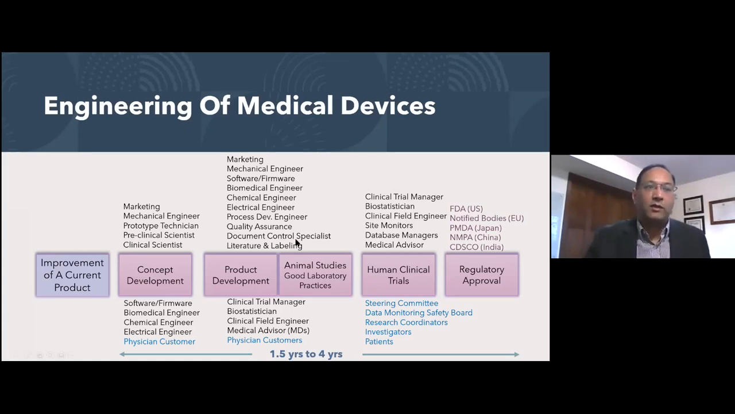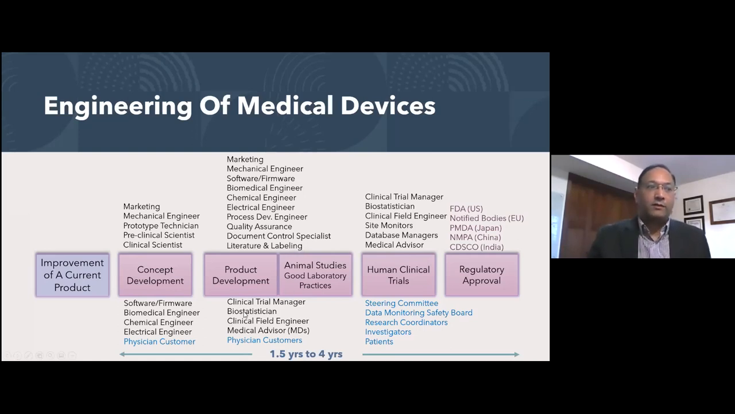So you need documentation control specialists, who work on specific documentation control systems to track all this. Then you need people with a good literature and labeling background. Folks with, let's say, an MA in English can have a great career in the medical device industry, looking at the literature, labeling, the manuals and the materials that are patient facing or physician facing. So a lot of people with different kinds of skills are involved.